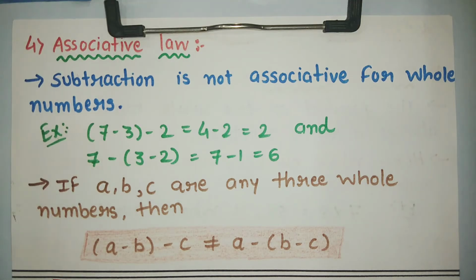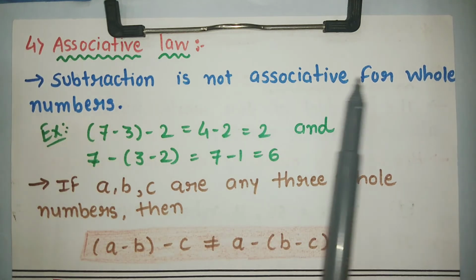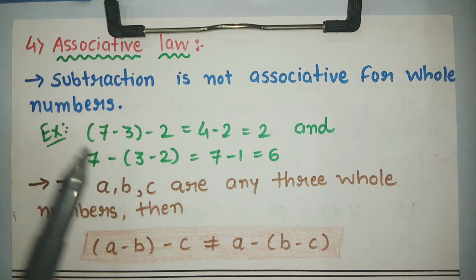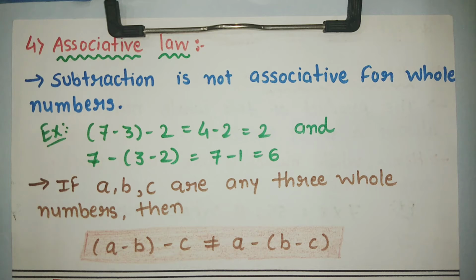The fourth property is the associative law. Again, I am repeating the same: association means group. So here also we have to make groups of numbers. First, subtraction is not associative for whole numbers. In addition, it was said that if I add the numbers in any order, first two grouped, last two grouped, whatever we do, our answer will be the same. But why is it not so for subtraction?